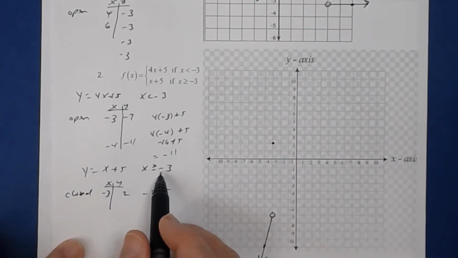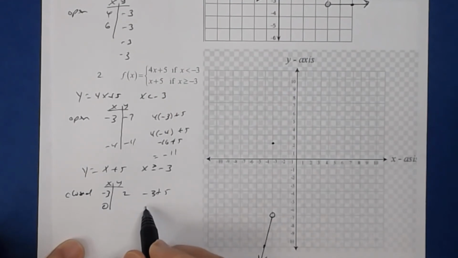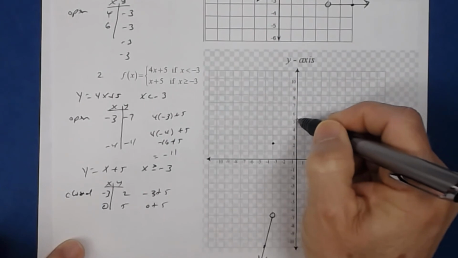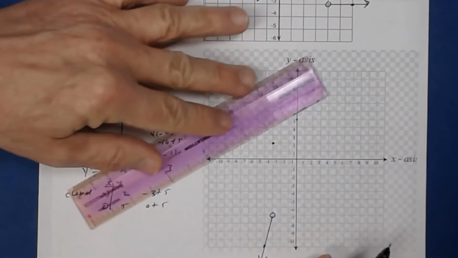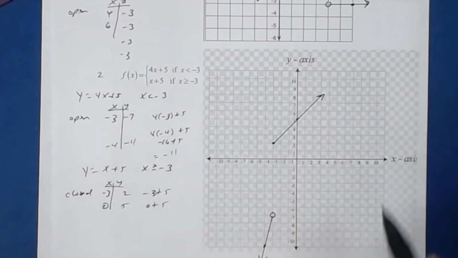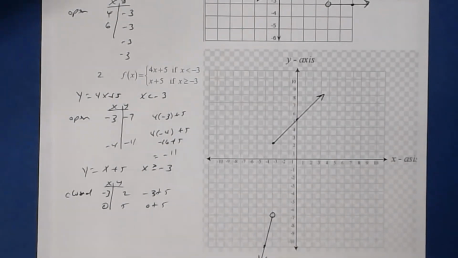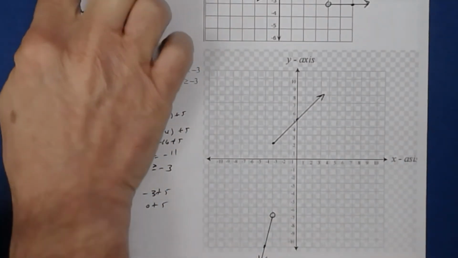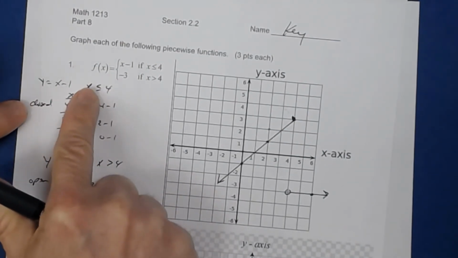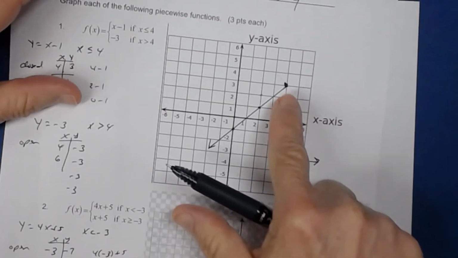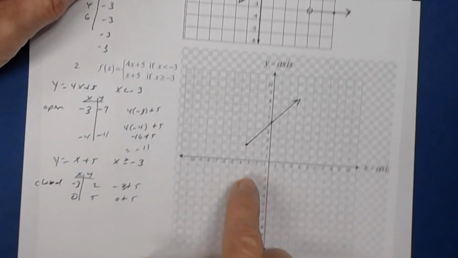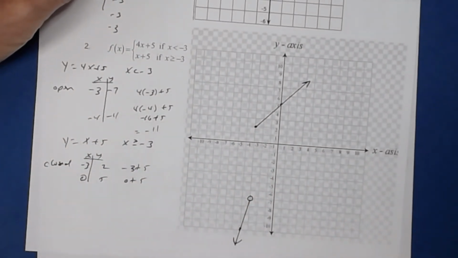So let's say x is 0. When x is 0, I get 0 plus 5, which is 5. So 0, 5 is here. Okay, so then I graph that ray, and I get this. Okay, all right. So remember, these functions themselves, right here, if the domain was all real numbers, those would be lines. But since I'm restricting my domain, I'm going to get rays. And on these rays, the endpoint's either closed or open. Closed or open. Okay?